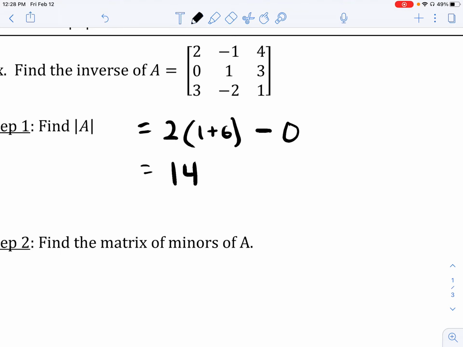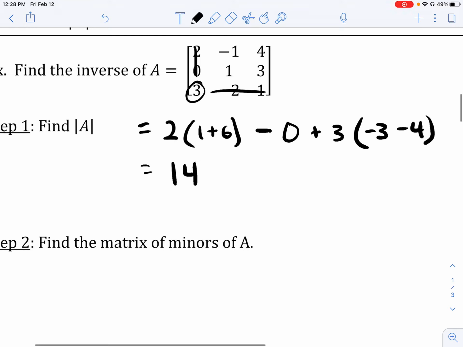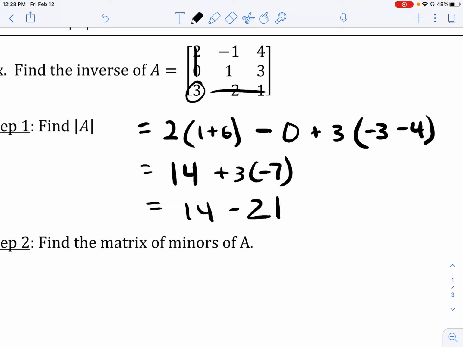Now, finally, I'm on to my last entry of this column, so I'm going to cross all that out. So we have plus 3, back to positive, times negative 1 times 3, which is negative 3, minus negative 4. So negative 3 plus 4. Not sure if I said minus negative 4 earlier, but it should be that. So then that should give me plus 3 times negative 7. And if I'm not mistaken, that should give me 14 minus 21, which is negative 7.